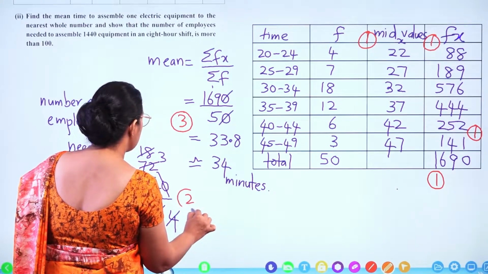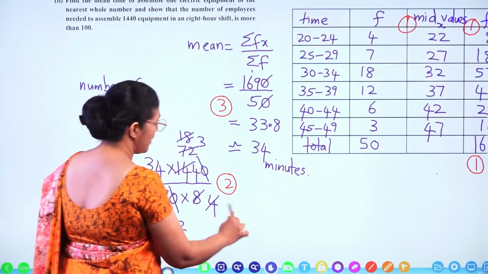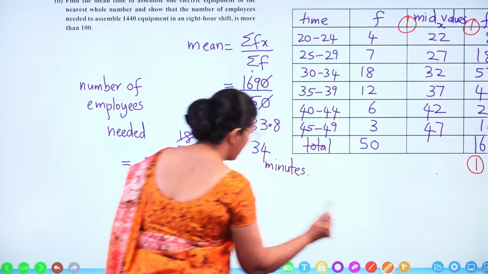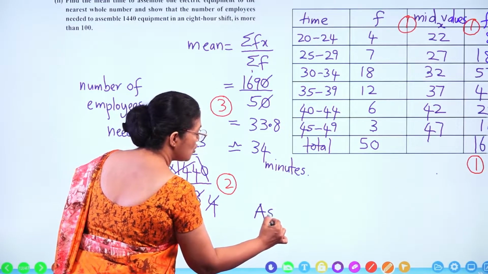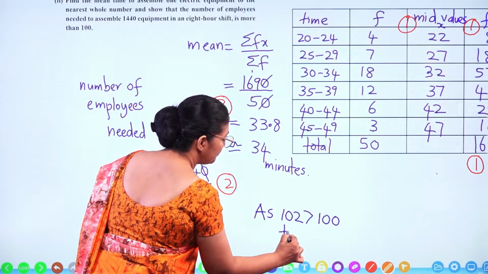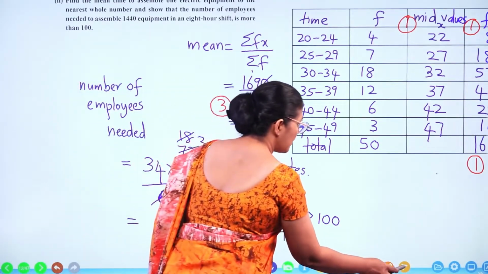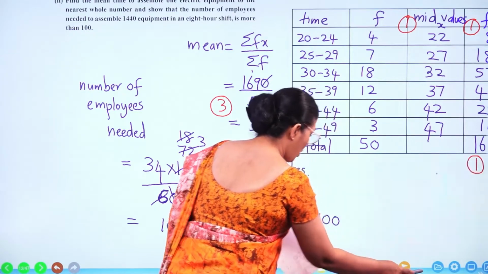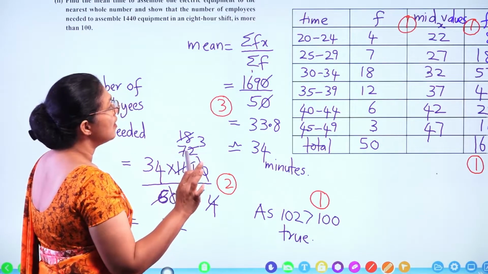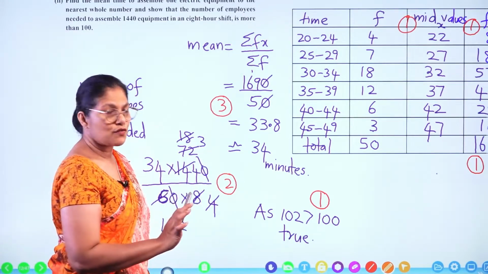But you have to show that. It says in the question, show that it's more than 100. So you have to do the final conclusion as 102 is more than 100. This is true. So you have to show that it's more than 100. So you get 1 mark for that step as well. So altogether 10 marks for the whole question.